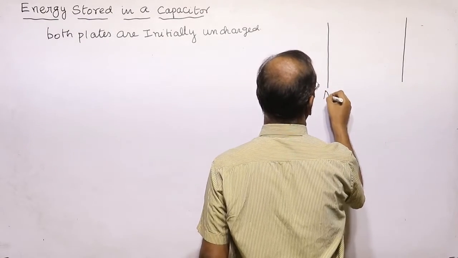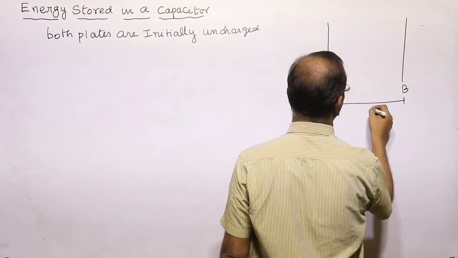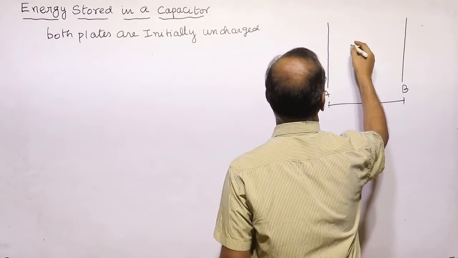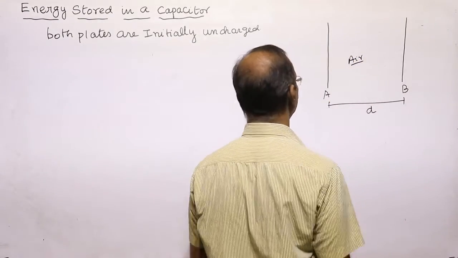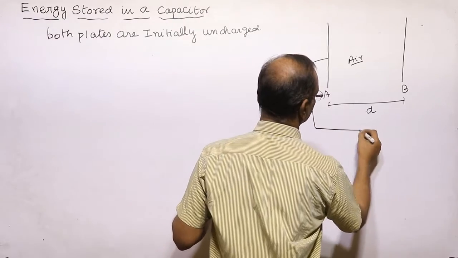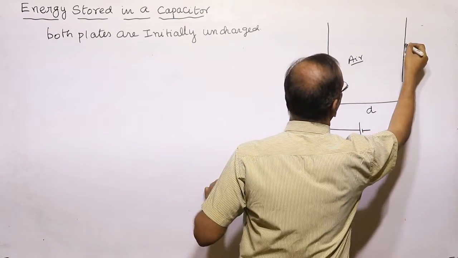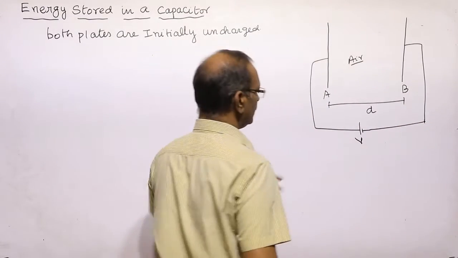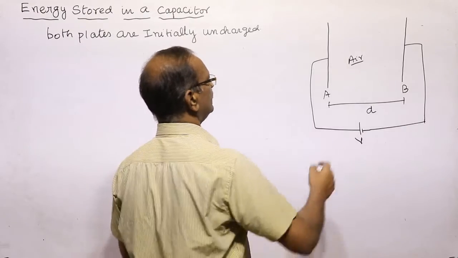We call one plate A and the other plate B, and the separation between them is d. Its area is A, and its area is also A. Air is the dielectric in between. Suppose this is connected to a battery of potential difference V.